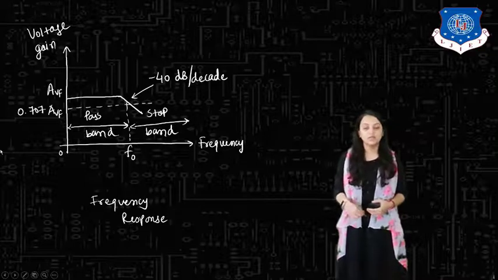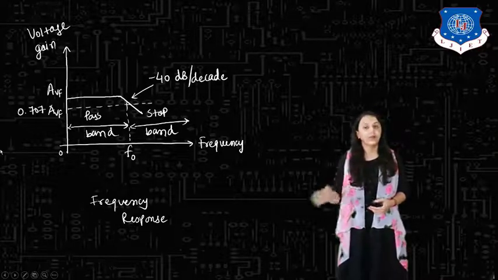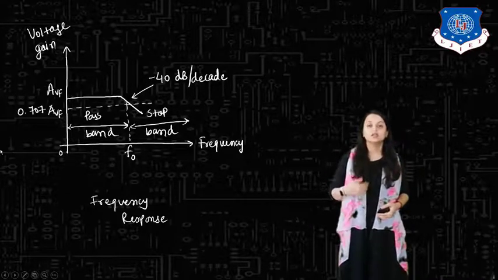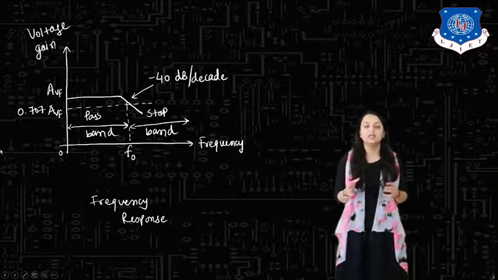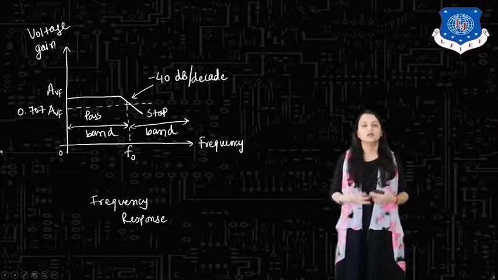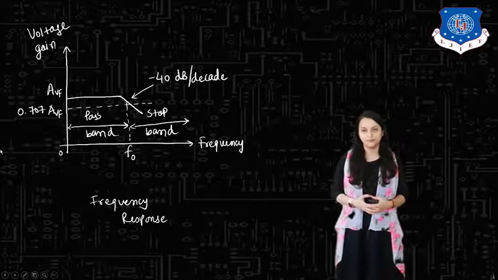Why minus 40? We have seen that if the first order is there, it will be minus 20. If second order is there, it will be minus 40. If third order is there, it will be minus 60. Fourth order minus 80, likewise. So for second order, the rate at which the slope decreases is minus 40 dB per decade.